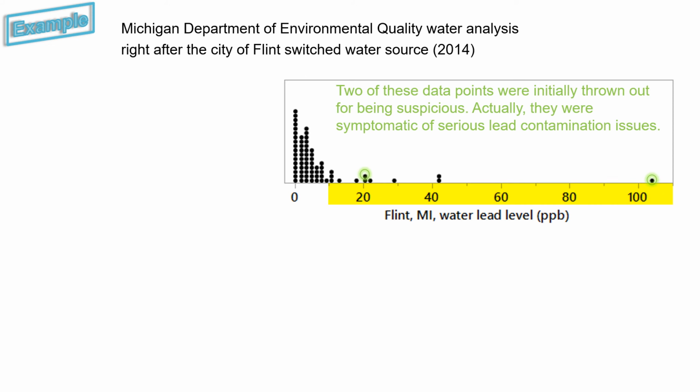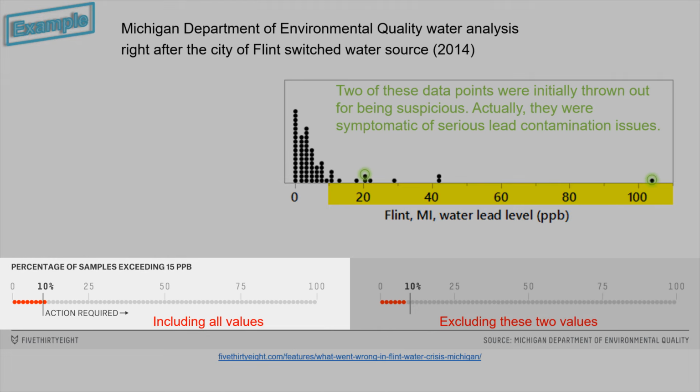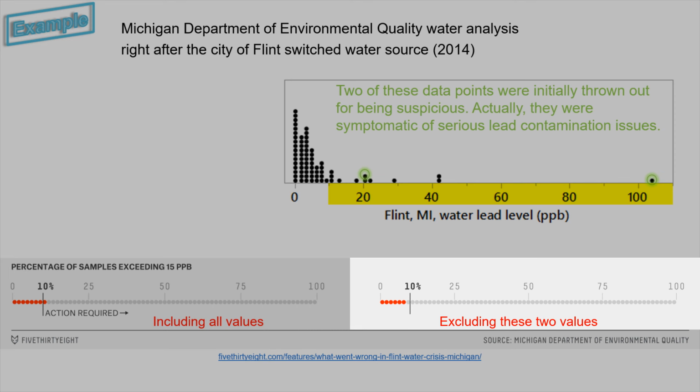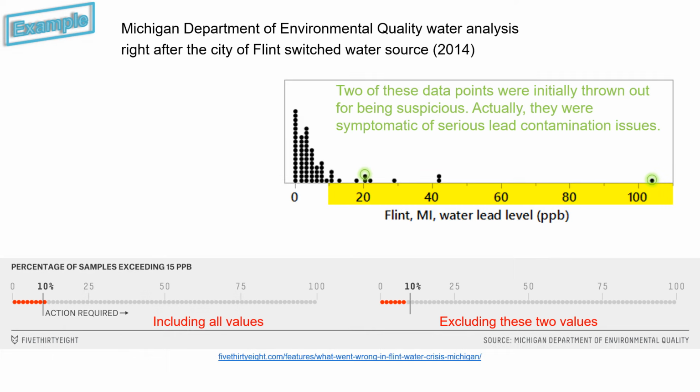If all the values collected in Flint had been included in the analysis, more than 10% of the houses would have had that high level of lead, and therefore action would have been taken. But because 2 of the data points were excluded, the overall percent of houses with high lead levels remained under 10%, and nothing was done at the time.